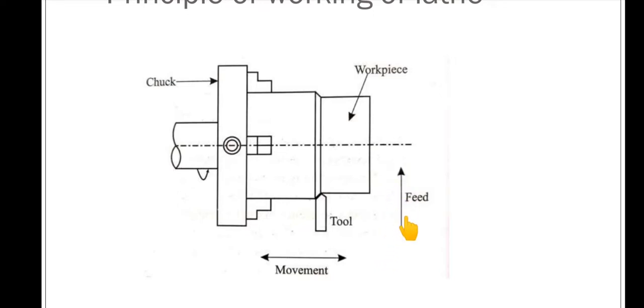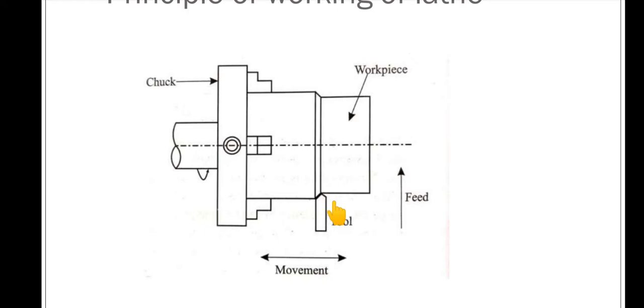vertical movement. In this principle of working, as I already told you, the workpiece is fixed to the chuck. Then if you switch it on, the workpiece starts to rotate, and the cutting tool is firmly fixed, and we feed this cutting tool against the rotating workpiece.